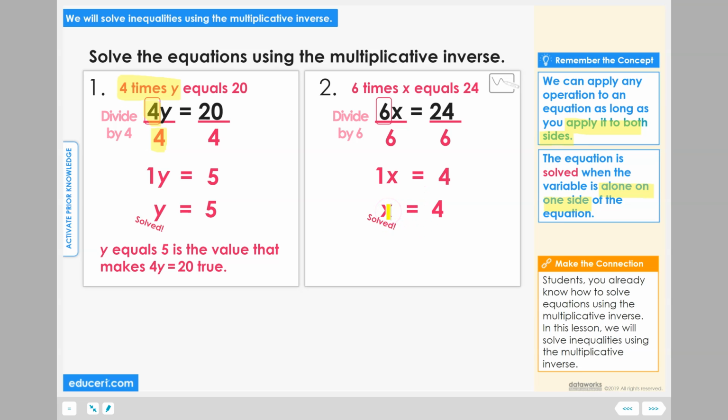x equals 4 is the solution, and that means that x equals 4 is the value that makes the equation 6 times x equals 24 true.